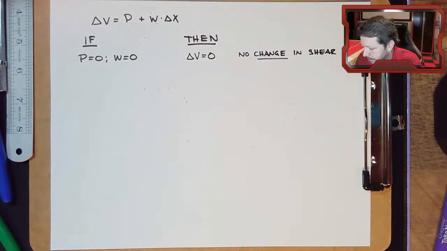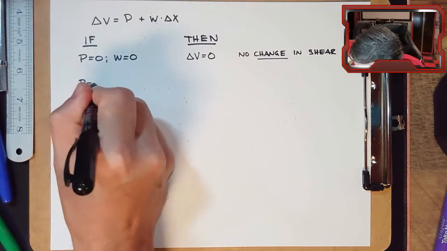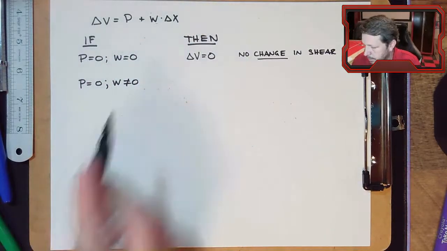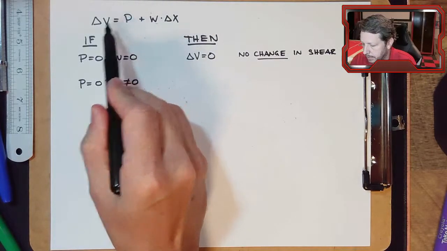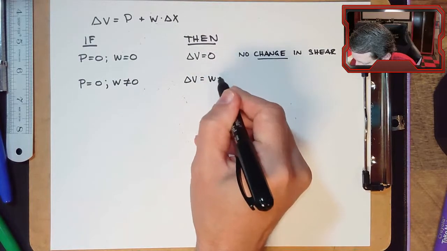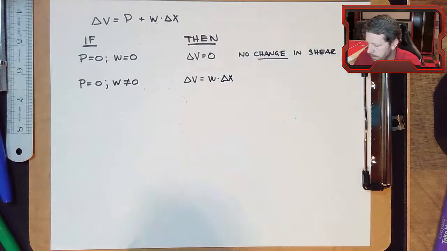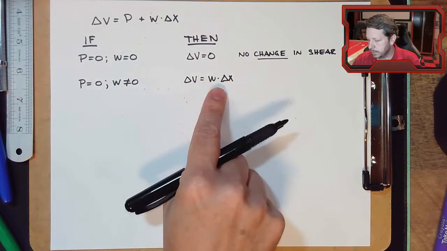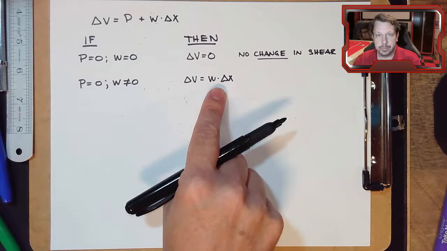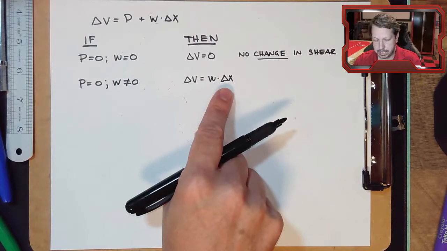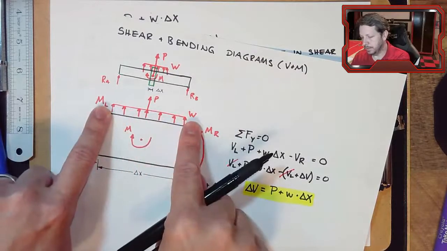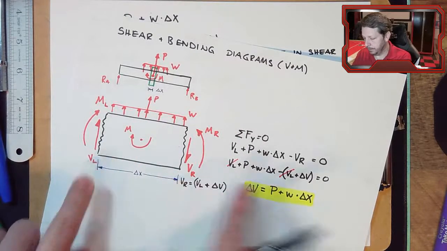So let's just say that what if P does remain 0, but now W is not 0? So here I would have P is 0, and I would have delta V equals W times delta X. So the change in shear is equal to basically the area of that distributed load for this section, W times delta X, which, remember, was the magnitude of the distributed load times how much there is of it.